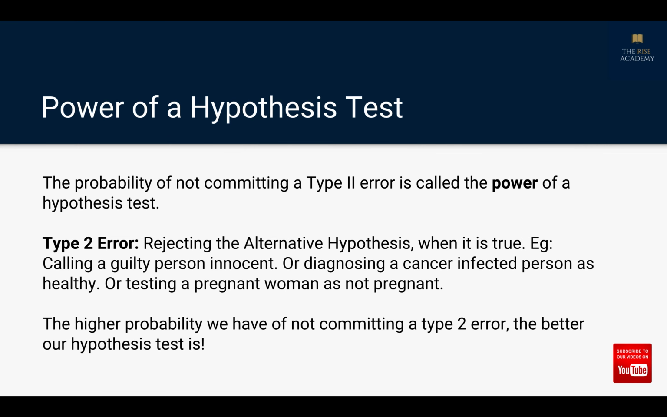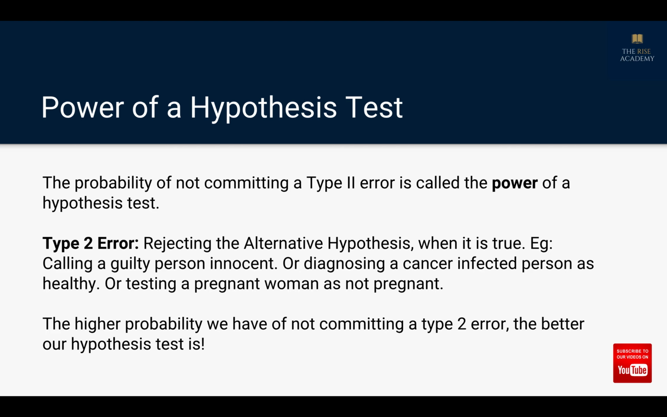So the probability of not committing a type 2 error is called the power of a hypothesis test. Now, whenever we are performing a hypothesis test, we obviously don't want to have any error, or at least minimize the probability of either committing a type 1 or a type 2 error. So power of a hypothesis test is related to the type 2 error.